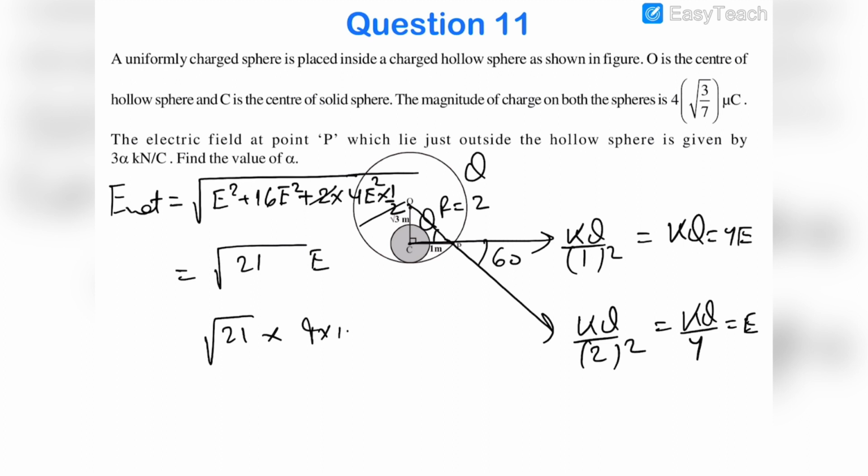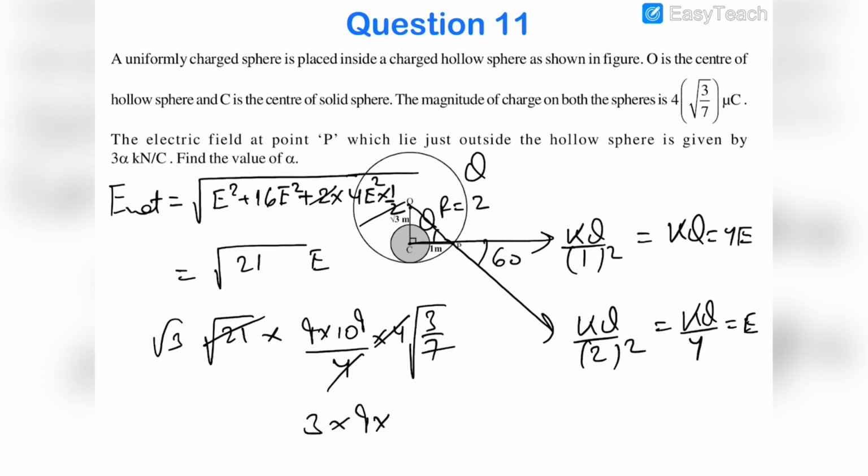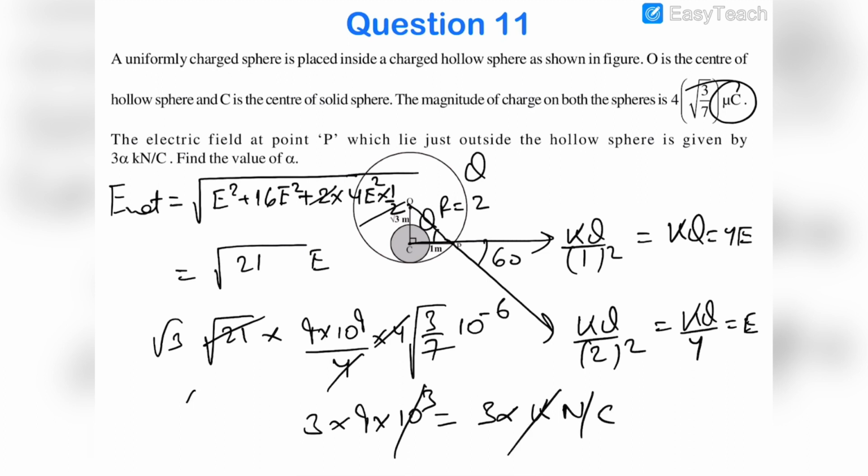So k is 9 into 10 raised to power 9 by 4, and q is 4 under root 3 by 7. Cancelling this 4 with 4, this root 7 with this root 21, this would be root 3, and this is 3 into 9 into 10 raised to power, there will be a microcoulomb also, so 10 raised to power 3, and this is equal to 3 alpha kilo Newton per coulomb. So this is cancelled, so alpha is equal to 9. So the correct answer is 9.